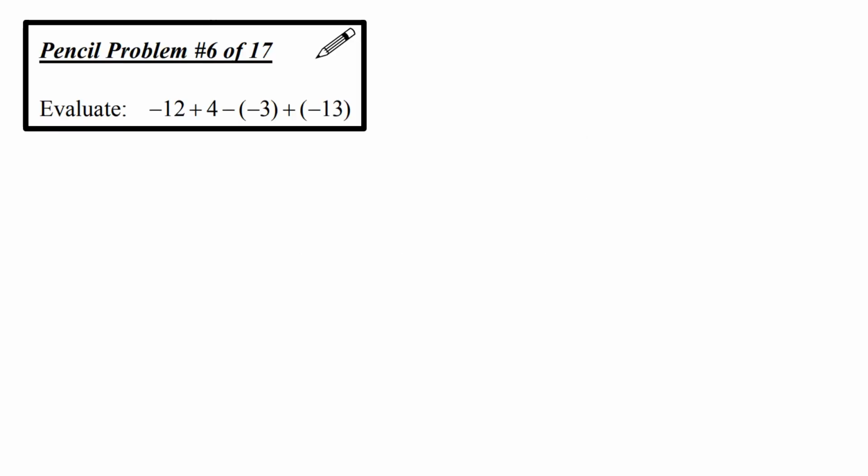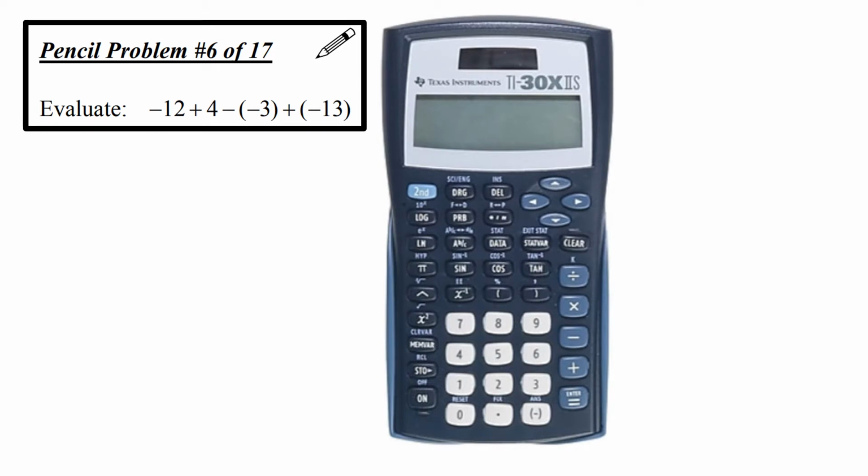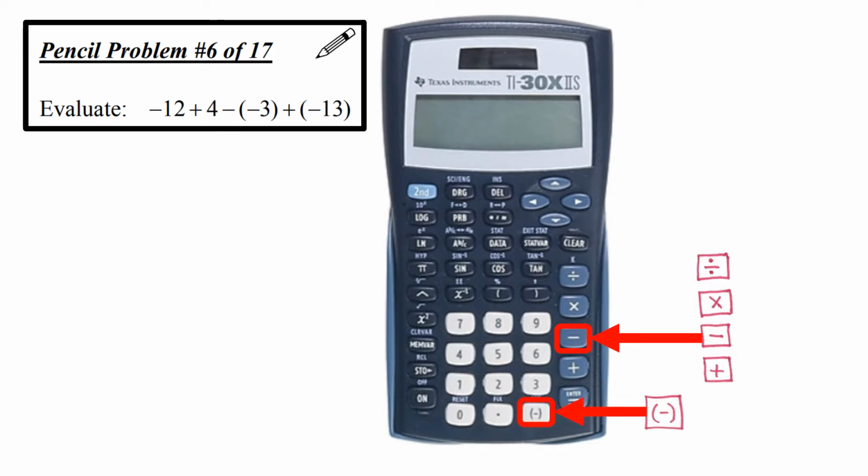Evaluate the expression. In our notebooks, we learned how to solve this problem by hand. Now we'll look at how to use a calculator. We'll need to use our subtraction key, which we'll use when we get to this point. We'll also need our negative key, which we'll use these 3 times. It's important to learn the difference between these two buttons.